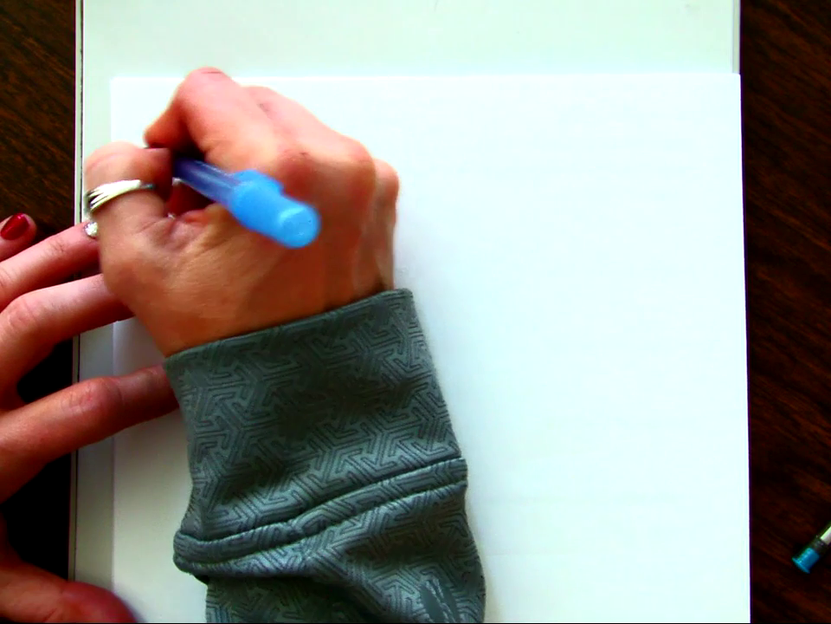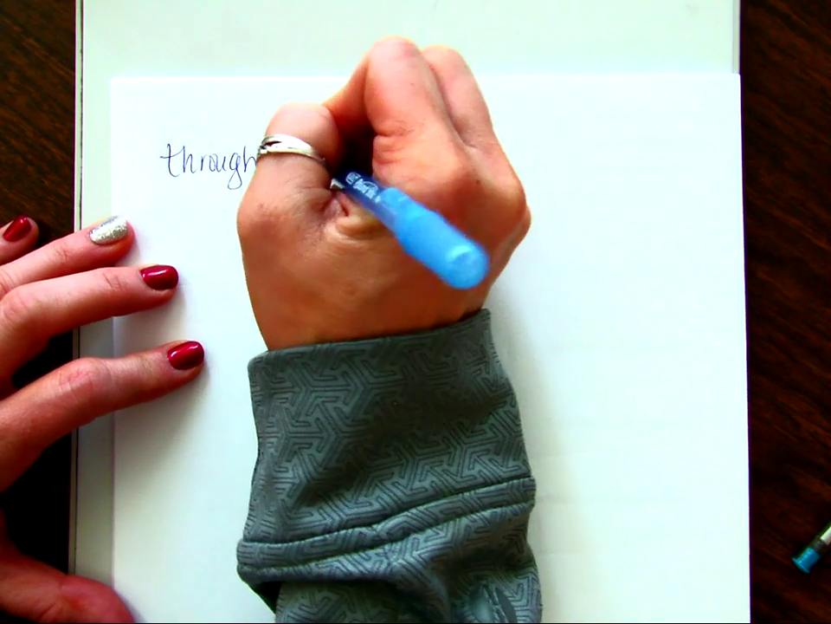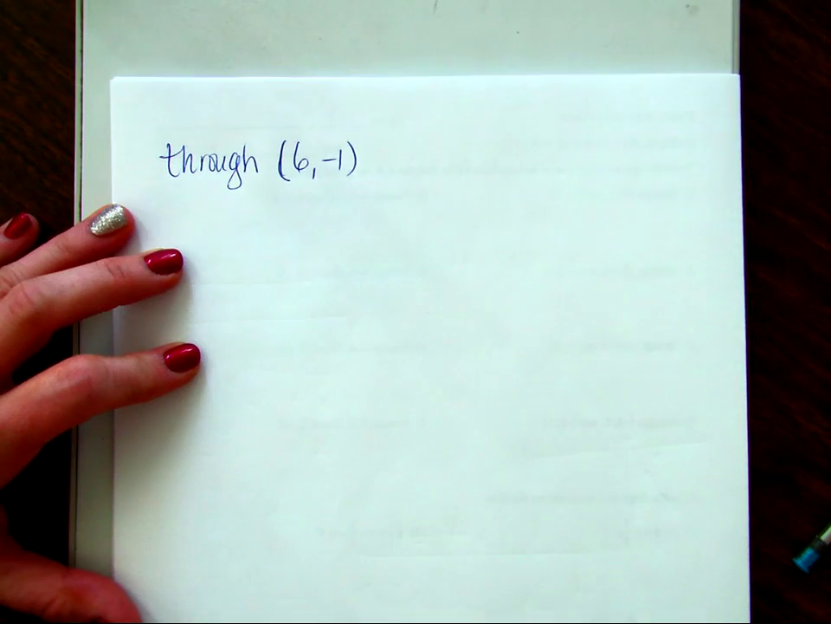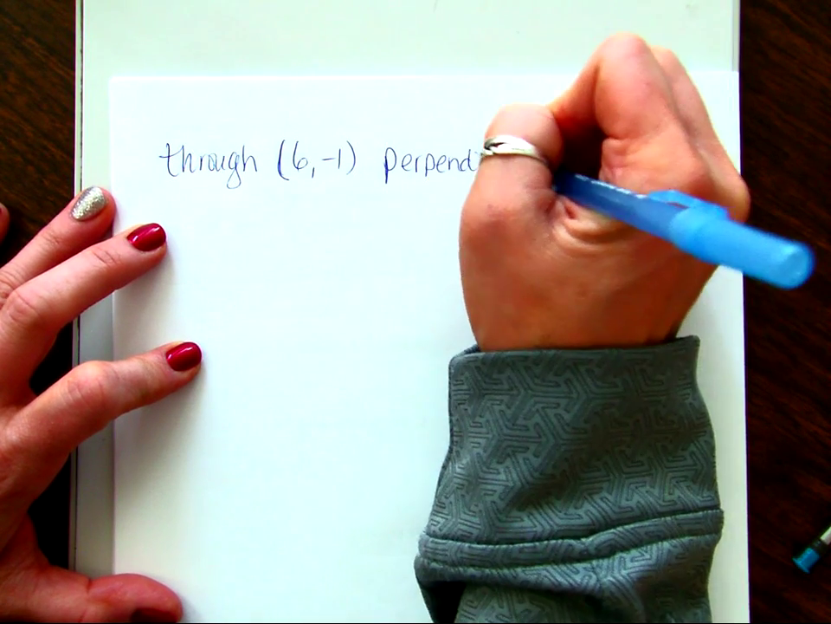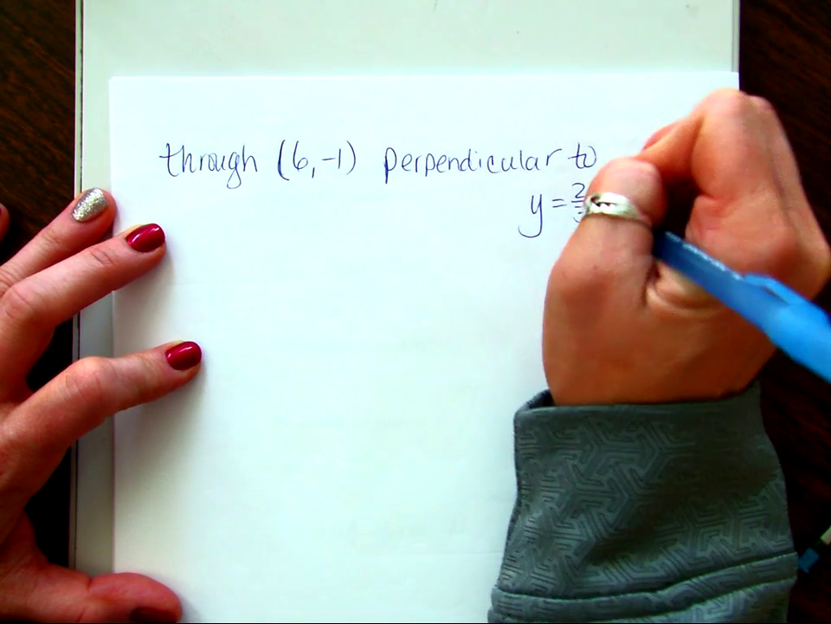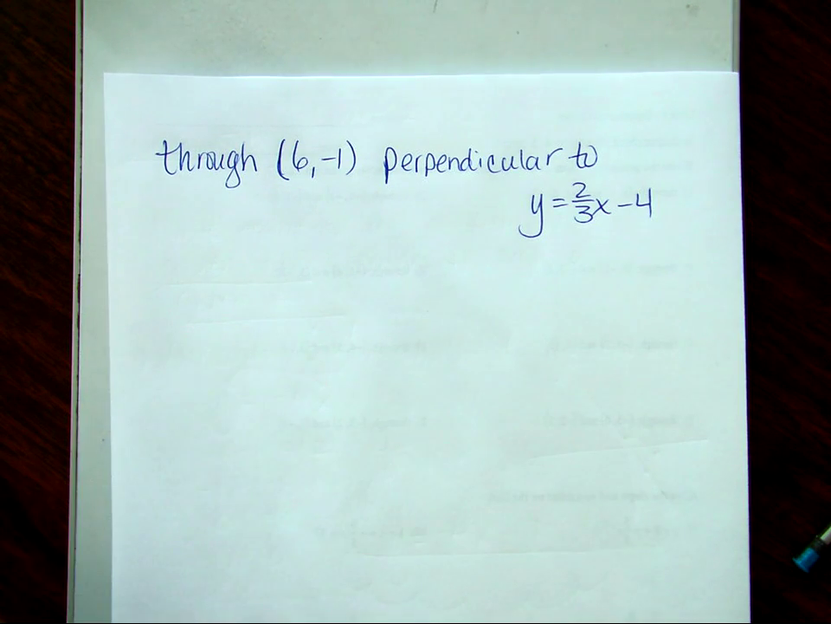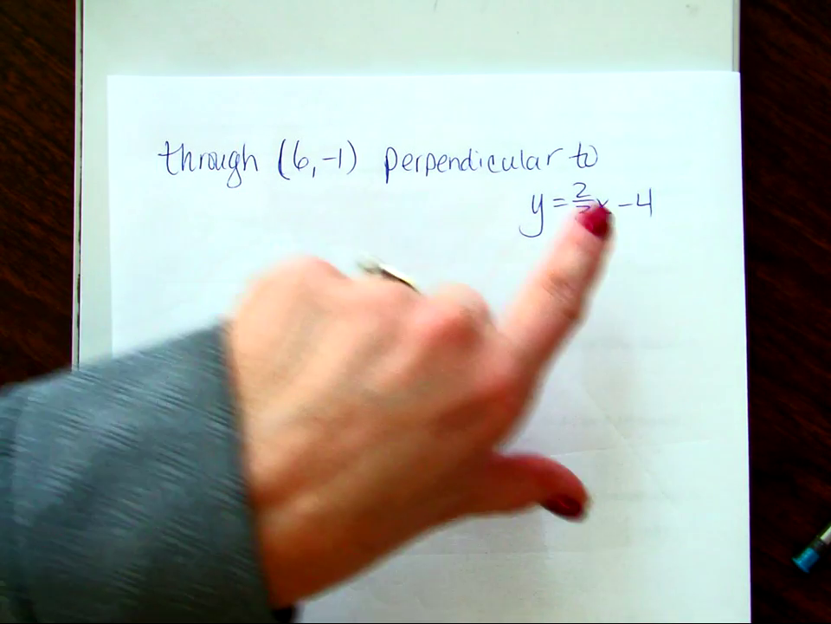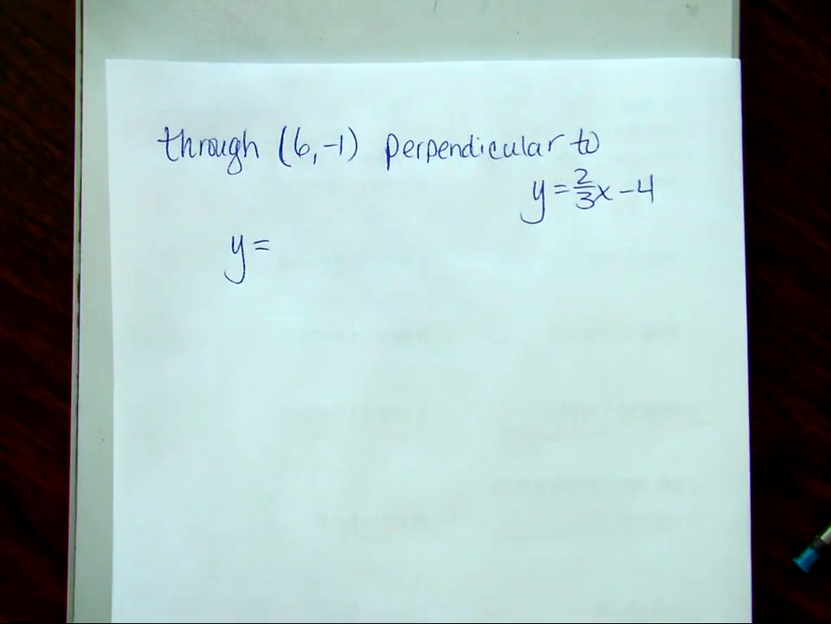So this time I want you to make the equation of a line that goes through the point 6, negative 1. And this time I want it perpendicular to this equation. Okay? So one thing is different, one thing is the same from what we just did. So Mrs. E says she wants it perpendicular to this line, which means when I go to set up my equation, what should I use as my slope?